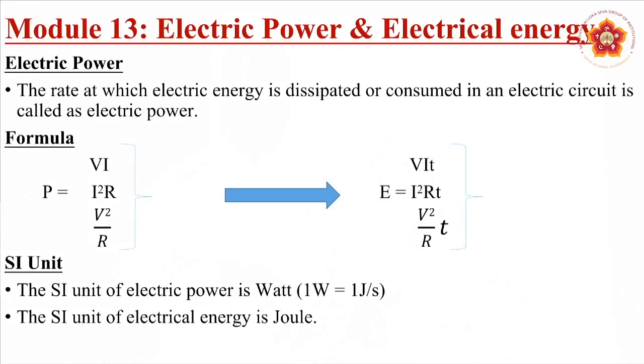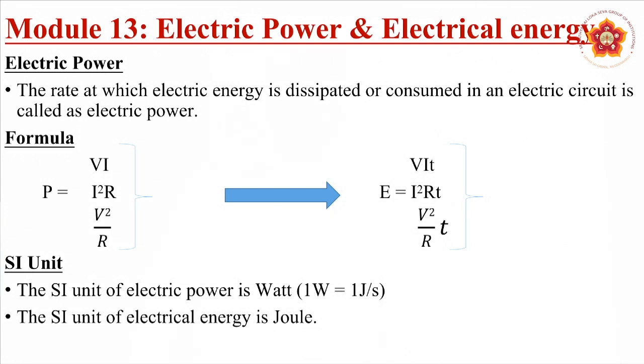So, power has three expressions. Now, we know that power into time is nothing but energy. So, when you multiply the three expressions with time, on the left hand side there is power and on the right hand side there are the expressions. Both sides I multiply by time. So, P into T, which is nothing but the energy, will be VIT, or I square RT, or V square by R into T. So, one side we have three expressions for electric power and the other side we have three expressions for electrical energy.